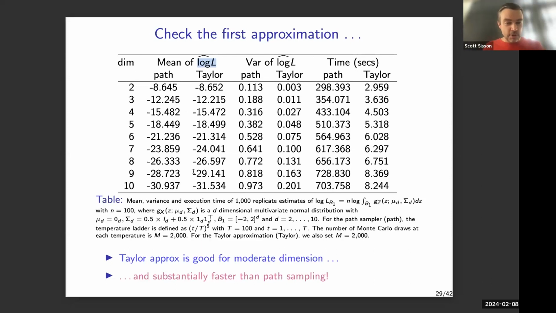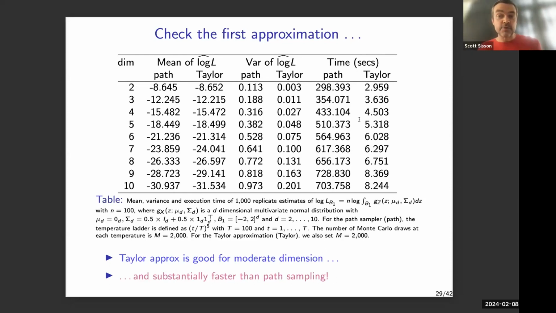Basically, we've got a simple model here. Our data are trivially Gaussian distributed in d dimensions. We're integrating over a particular bin, which is defined in d dimensions. Path sampling is the true value. So this first column here is the value that we get if we did the exact method. If we did the Taylor approximation, we're not doing too badly. We're getting a little bit more out as the dimension increases, but for moderate dimensions, it's okay.